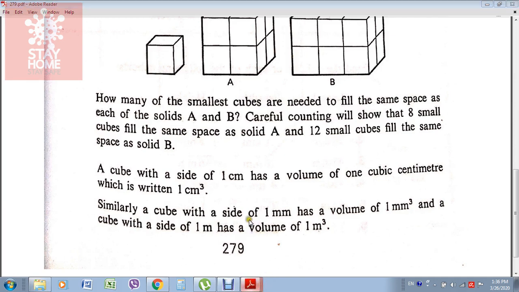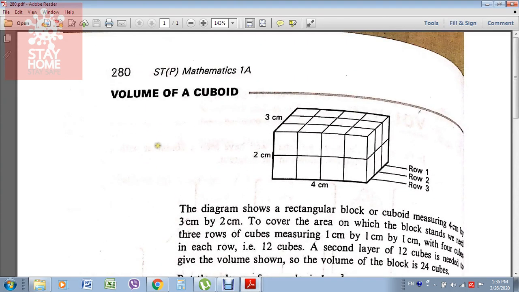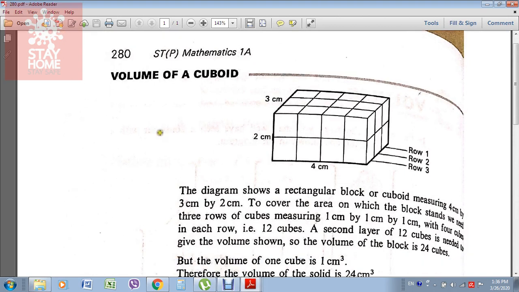Now come to the next page, page number 280. Volume of the cuboid. It is very easy to find the volume of the cuboid. First check how many in row 1, row 2, and row 3. In row 1, 1, 2, 3, in row 2, 1, 2, and in row 3, 1, 2, 3, 4. Now easily multiply these values: 3 multiplied by 2 multiplied by 4. In this way you can find the volume of this cuboid.